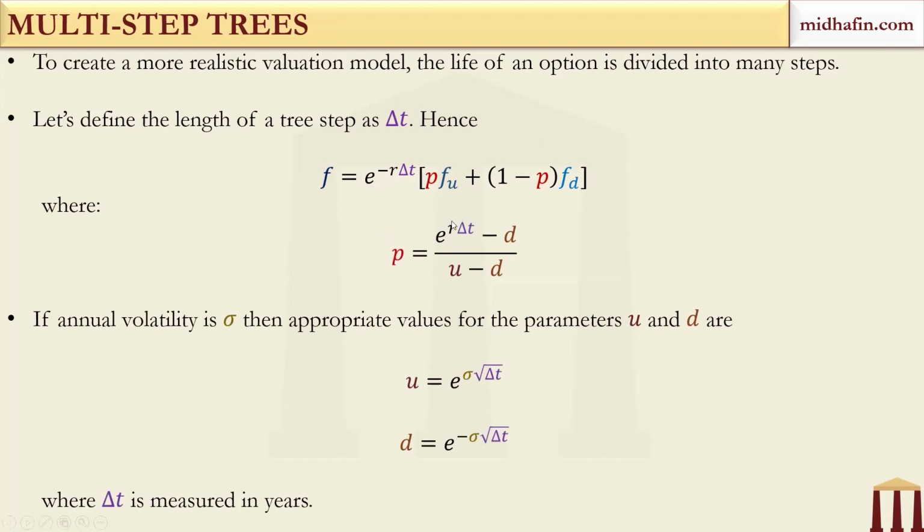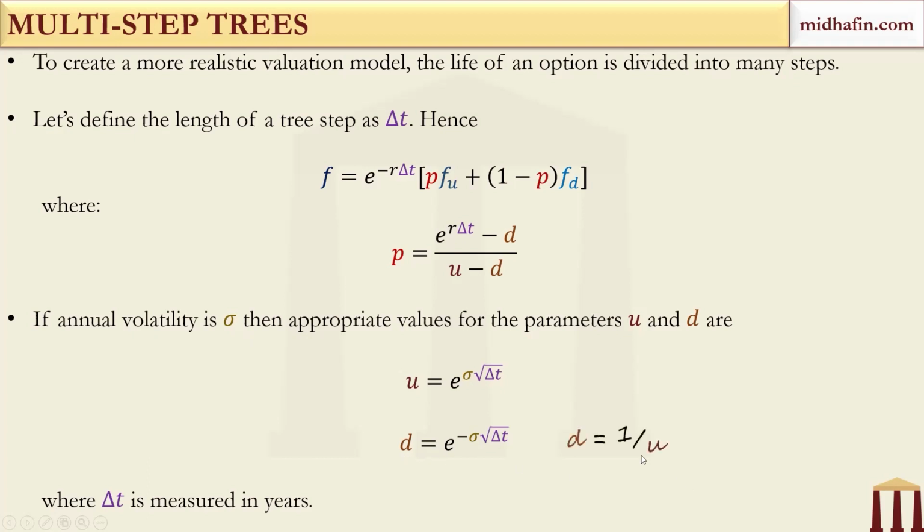The probability formula is again manipulated, because in the probability we had e raised to the power of RT, which is replaced with delta t. Also, the up factor and down factor are really important to know. These are calculated using the annual volatility of the underlying asset. If my annual volatility is sigma, then I can calculate the up factor using the formula e raised to the power of sigma square root of delta t, and the down factor as e raised to the power of minus sigma square root of delta t. And d can also be calculated as 1 by u.